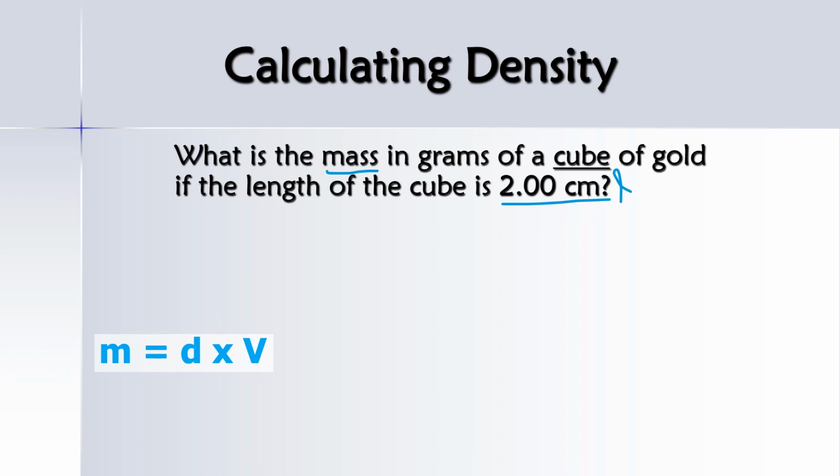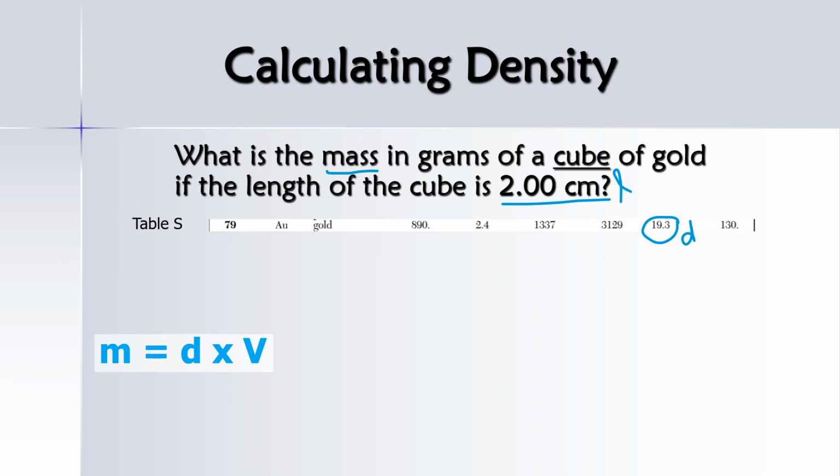Let's first talk about the density. We are given the element. We are looking at gold. So we know that we can go to Table S and look at gold and find its density. So here's the information for gold from Table S. And right there we have our density, 19.3 grams per centimeter cubed.